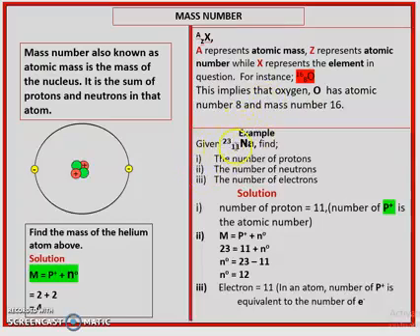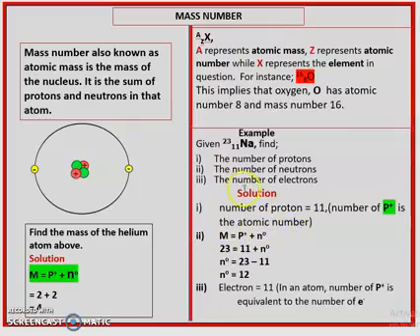Example: given Na, which is sodium, 23 on top, 11 below, find (I) the number of protons, (II) the number of neutrons, (III) the number of electrons. If you look at this, you already know that the 23 on top represents atomic mass, while 11 represents atomic number. The first question says find the number of protons. What does number of protons mean? Number of protons is the atomic number. So the number of protons here is 11, because number of protons simply means atomic number.